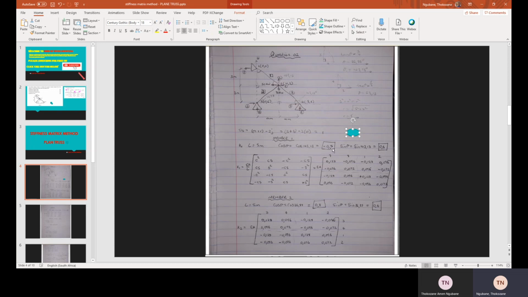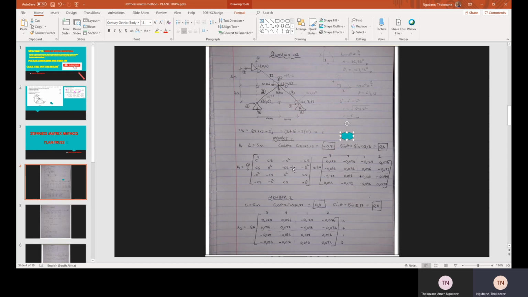Our cos is minus 0.8. So we have minus 0.8 squared times 1 over 5. Remember, we have EA over 5 here, which gives cos squared times 1 over 5. That's why you have 0.8 squared times 1 over 5, which is equal to 0.128 here.